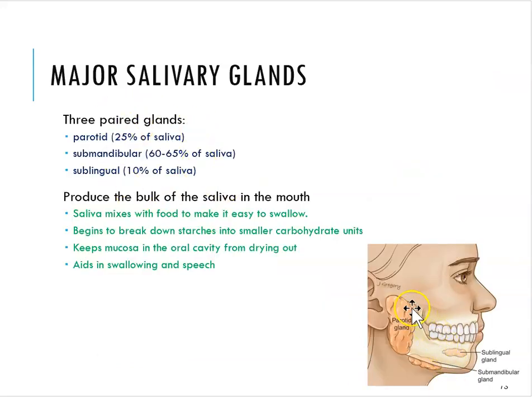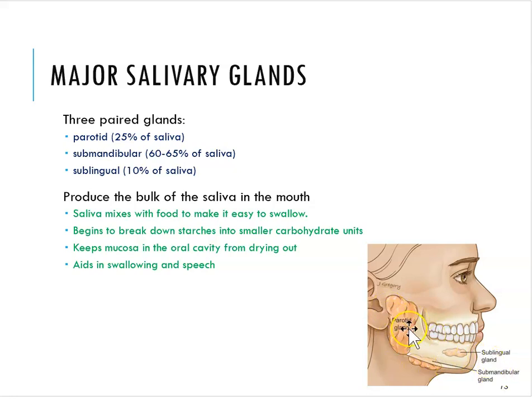Now this is interesting. Even though the parotid gland is so big, it only makes 25% of saliva. The majority of the saliva is made in the submandibular gland, which is like 60-65% of saliva. And then the sublingual gland, which is tiny, makes 10% of saliva.